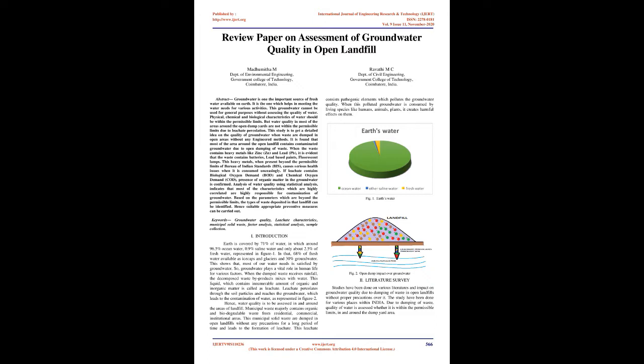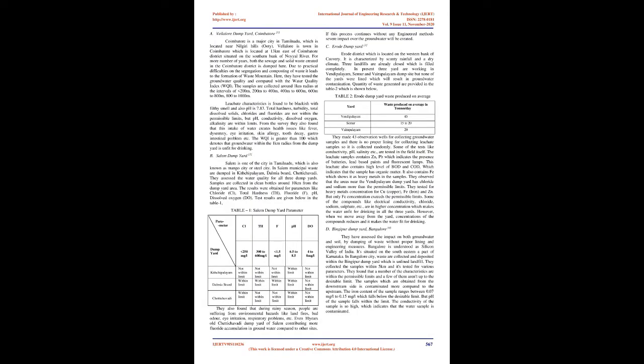The samples are collected around a 1 km radius at intervals of 200 m, 200 m to 400 m, 400 m to 600 m, 600 m to 800 m, 800 to 1000 m. Leachate is found to be blackish with a filthy smell and pH is 7.83. Total hardness, turbidity, total dissolved solids, chlorides and fluorides are not within the permissible limits, but pH, conductivity, dissolved oxygen, alkalinity are within limits.